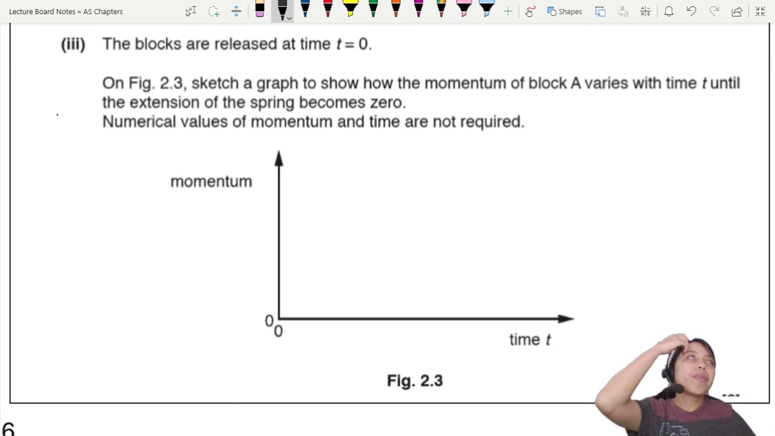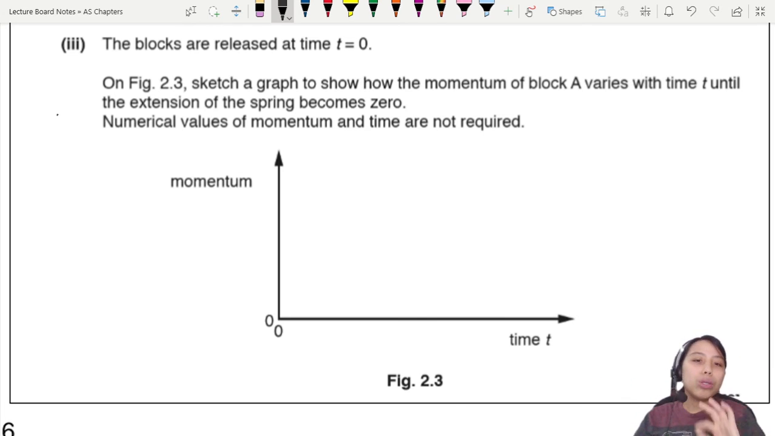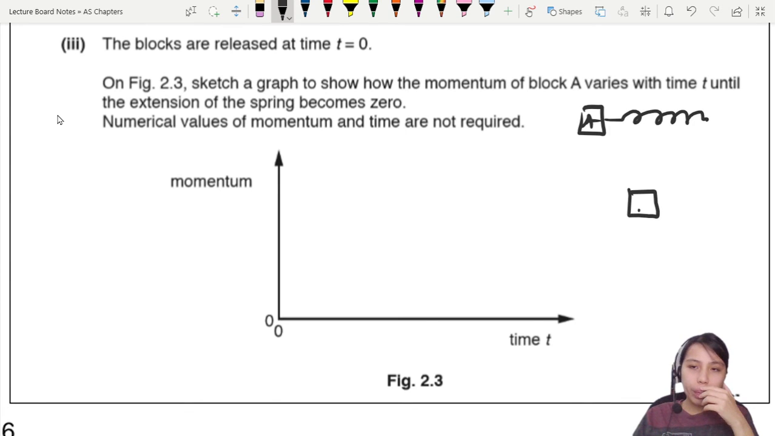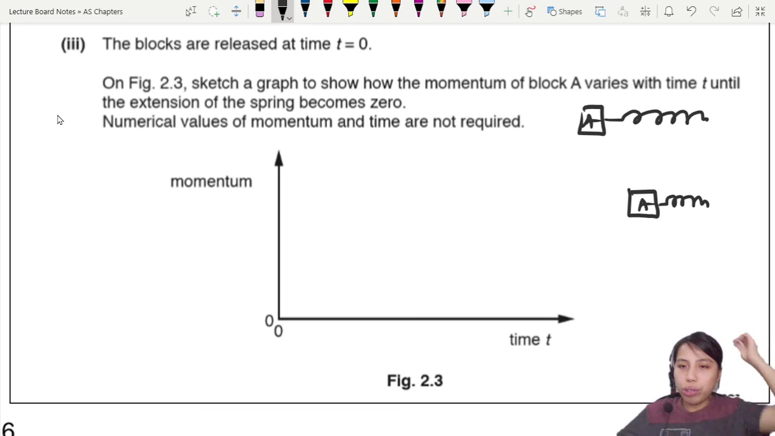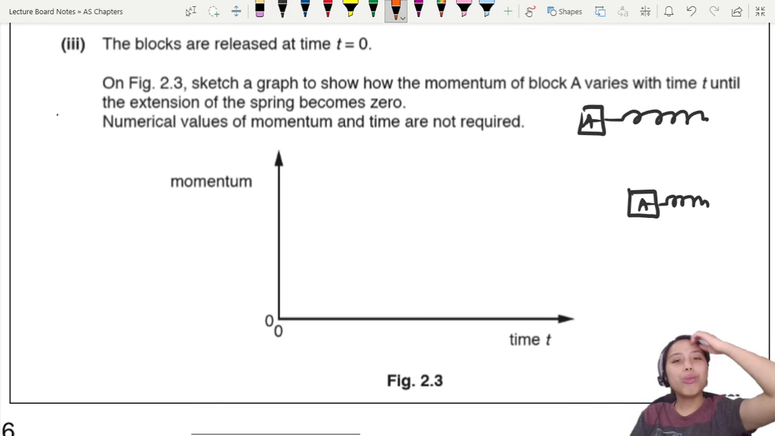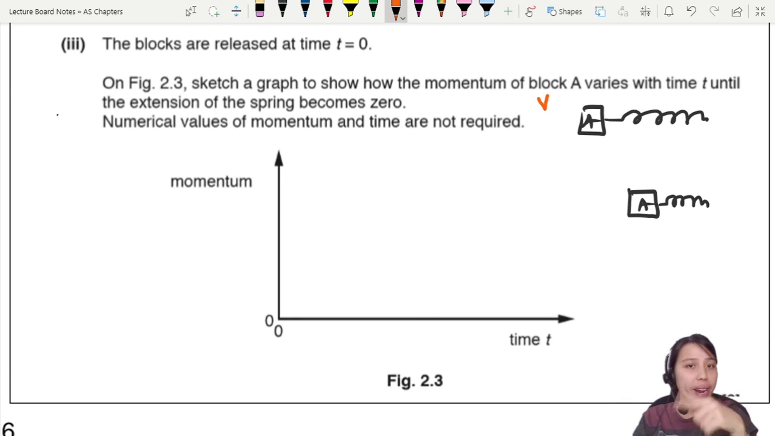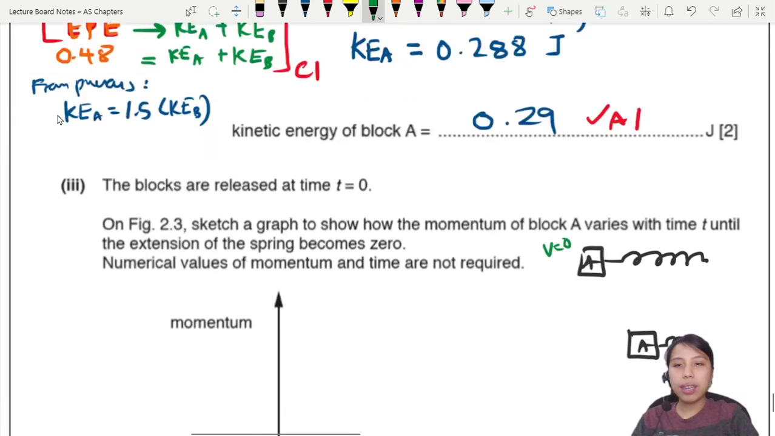Let's start by guessing. Whenever there's a graph you don't know how to do, try to draw 2 dots. Is it like this, increasing? Or is momentum decreasing? So let's redraw our old block again. So your block for A, at first it is stretched. Then after a while, you will become not so stretched. So at first you are not moving, right? Release from rest, remember? That we looked at the previous section. V0.